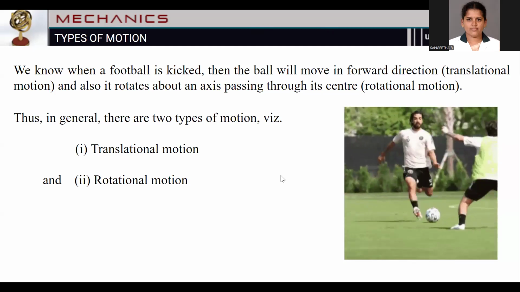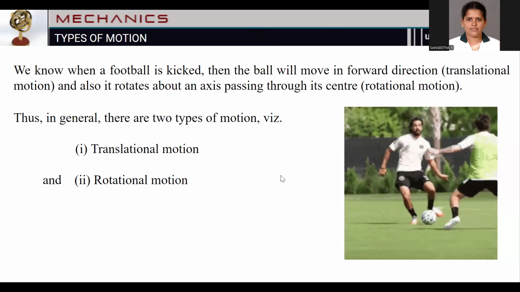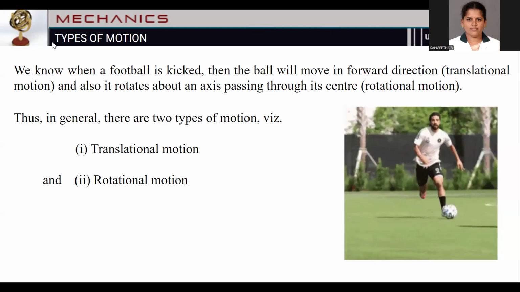When a ball is moving, it rolls around. That is, it rolls about an axis from the center. It is called rotational motion. So that is translational motion and rotational motion.